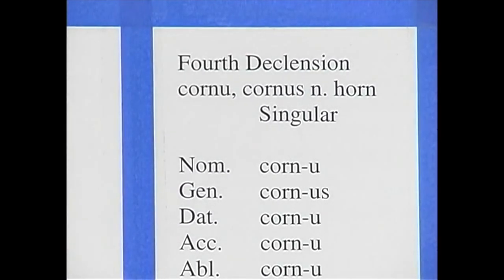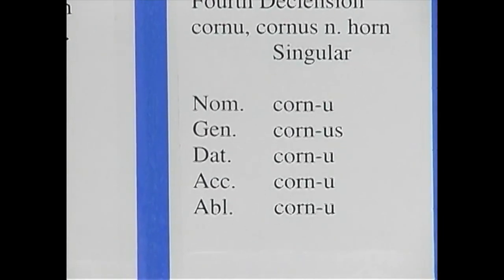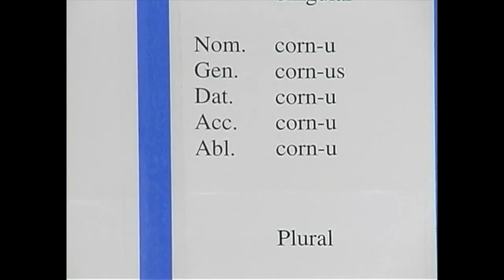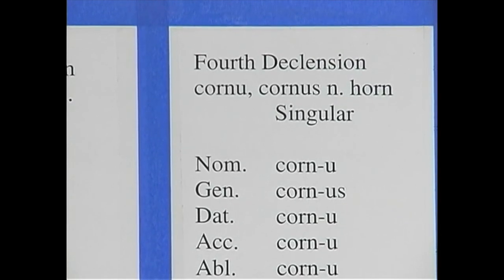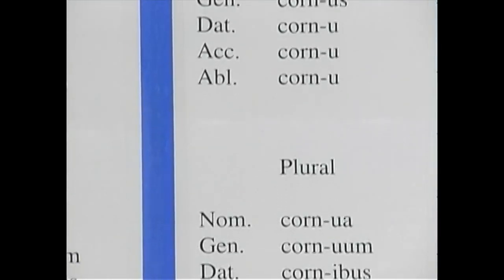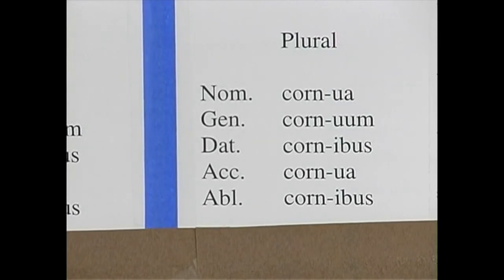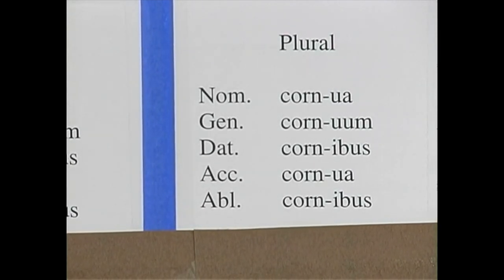And fourth declension, neuter: cornu, cornus, neuter, horn. The endings: u, us, u, u, u; ua, uum, ibus, ua, ibus.